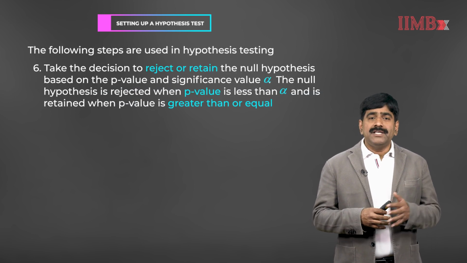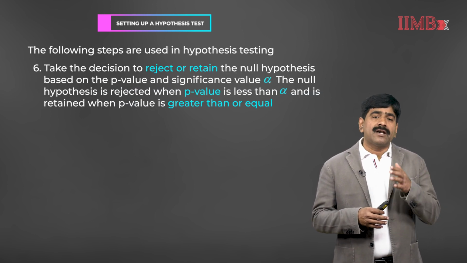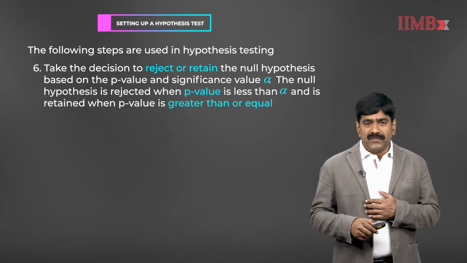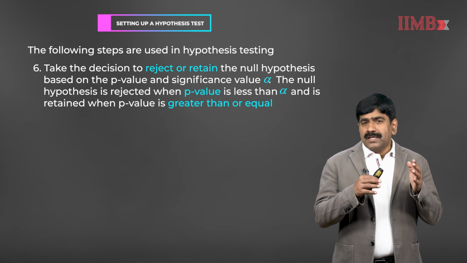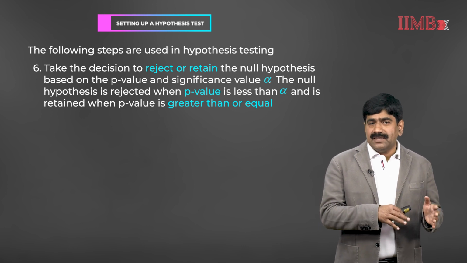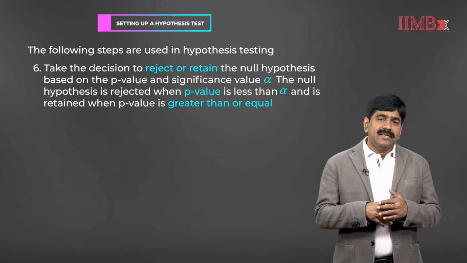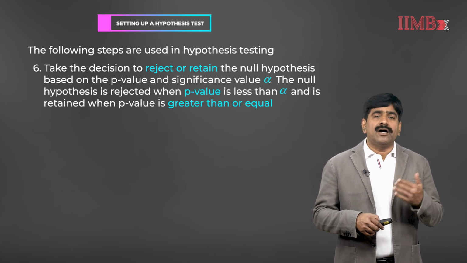The sixth step is to take a decision to reject or retain the null hypothesis based on the p-value and the significance value alpha. The null hypothesis is rejected when the p-value is less than alpha, and it is retained when p-value is greater than or equal to alpha.